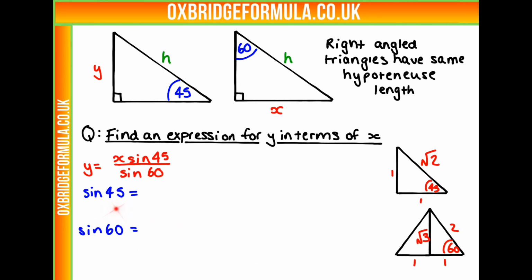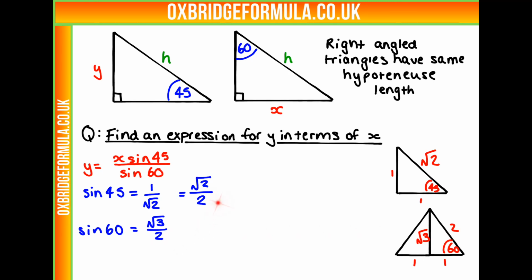So our sine 45, we want the opposite over the hypotenuse, so that's 1 over root 2. And to simplify this, we don't really want a surd on the denominator. So if we times both the top and the bottom by root 2 to simplify that out, we get root 2 over 2. And for our sine 60, if we go to this triangle, again we want our opposite, which is our root 3, over a hypotenuse of 2, so that's just root 3 over 2.